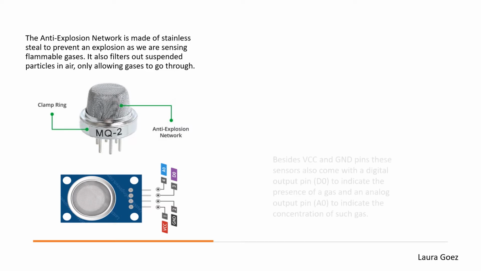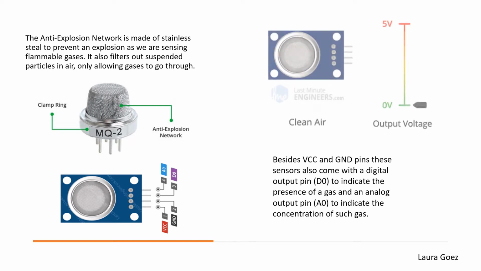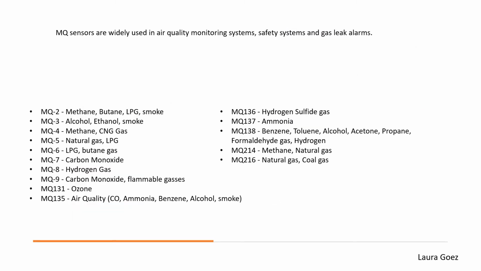From the pinout diagram, we can see that besides VCC and ground pins, these sensors also come with a digital output pin to indicate the presence of a gas and an analog output pin to indicate the concentration of such gas. From the simulation, we can also see that the output voltage is proportional to the concentration of the detected gas in the sensor. MQ sensors are widely used in air quality monitoring systems, safety systems, and gas leak alarms.